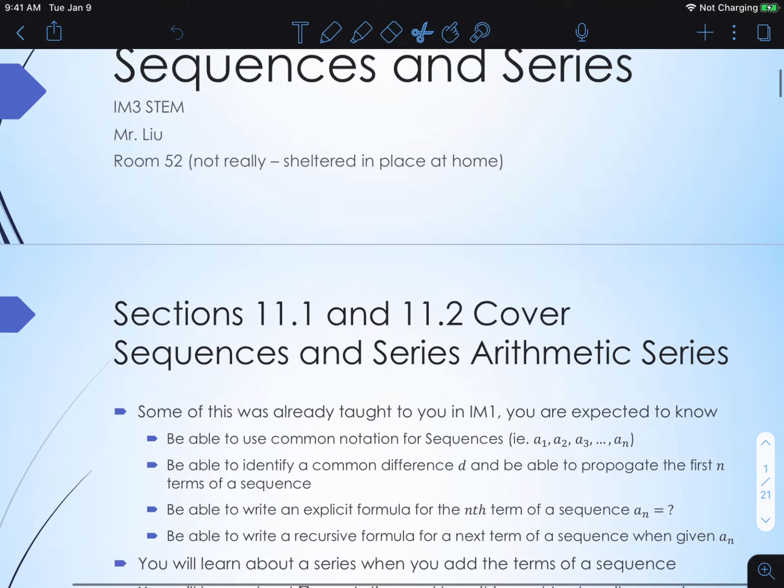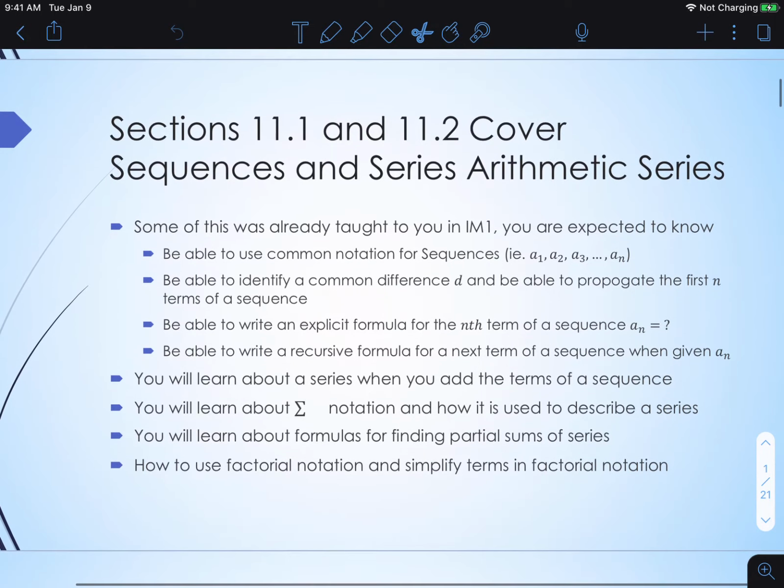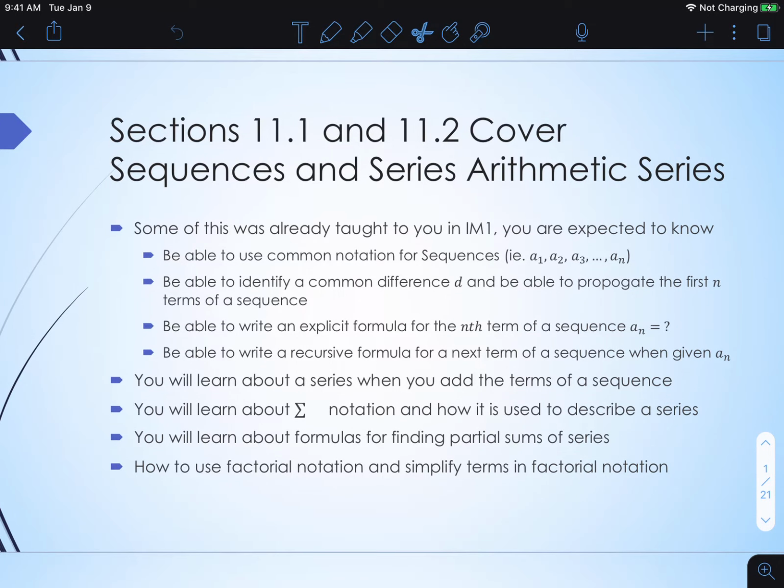All right, let's go ahead and talk about this. We're talking about lessons that come from chapter 11 in your book. 11.1 and 11.2 is what we're going to be covering today, and we're covering sequences and series, and particularly arithmetic series today. So some of this was already taught to you in IM1, and you are expected to know these things.